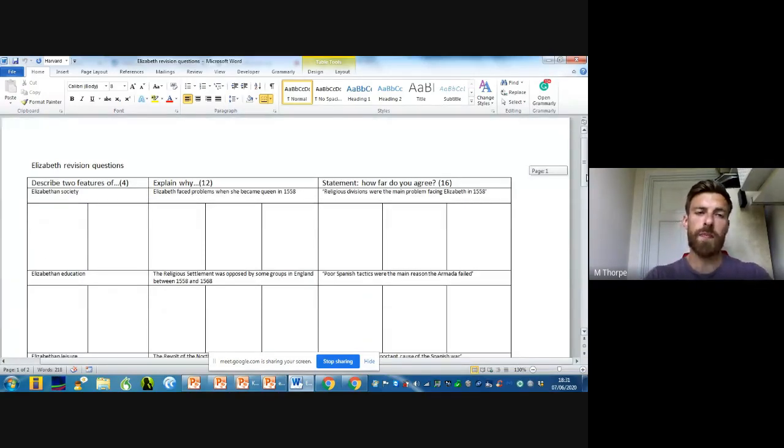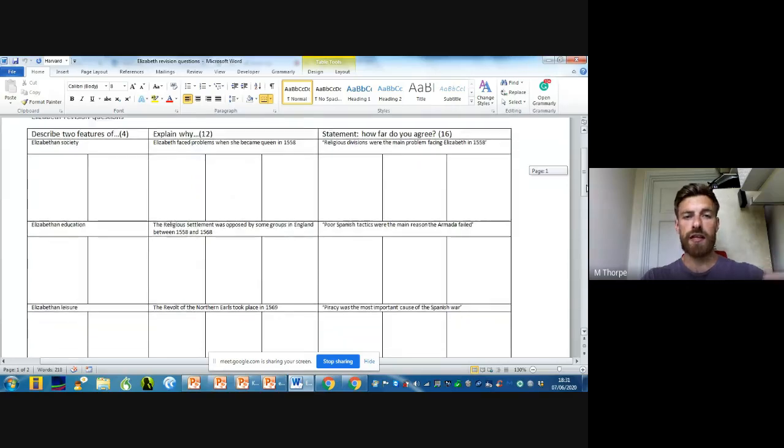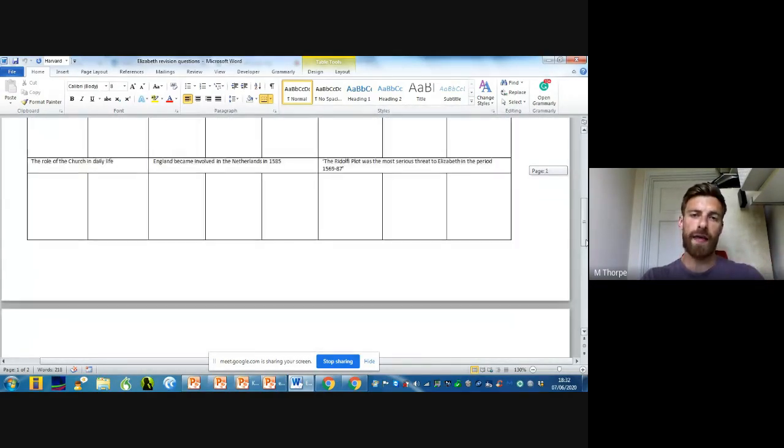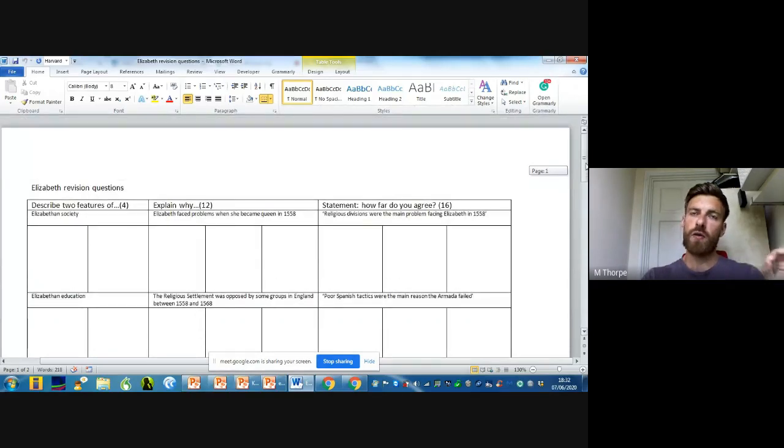Now it's really important that you understand the grid before you start attempting to do it. Okay, so you'll see there's a whole range of questions. Now don't panic, I'm not going to get you to write anything out in full. Okay, it's loads of little notes, and what we'll do is we'll cover lots of different types of subtopics within Elizabeth and lots of different question types.